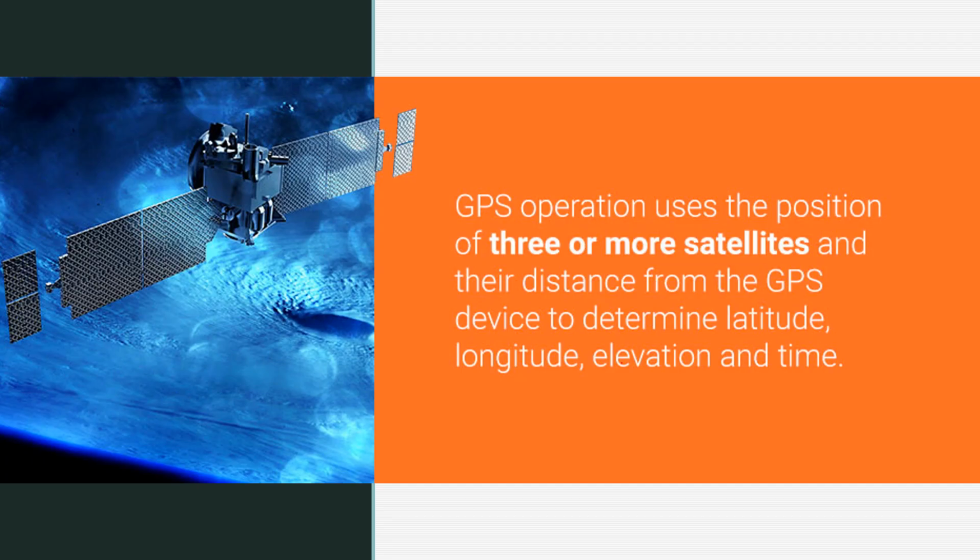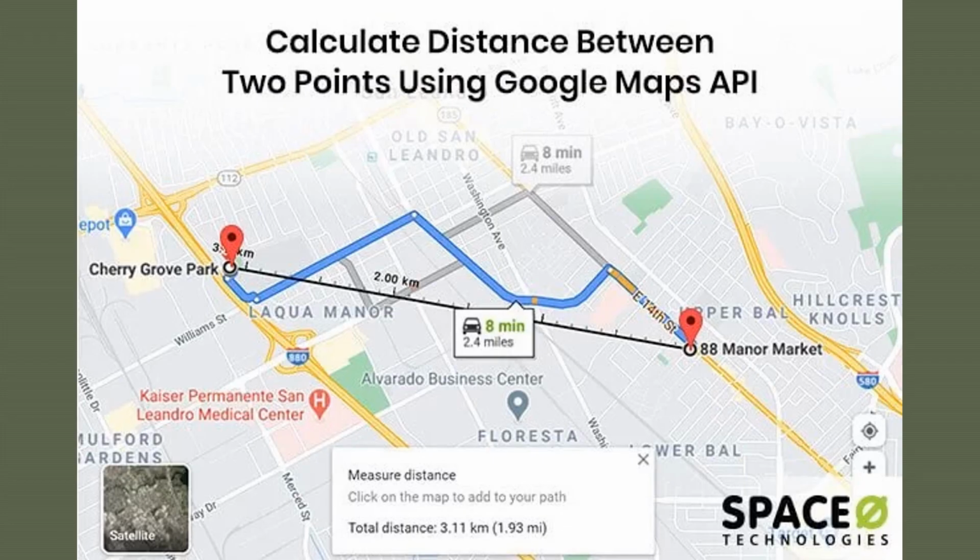The GPS operation uses the position of 3 or more satellites and their distance from the GPS device to determine latitude, longitude, elevation, and time. Here is an example of what Google Maps can use to help calculate the distance of a route. I used some of the functions in Google Maps and some of it I imported from elsewhere on the internet.